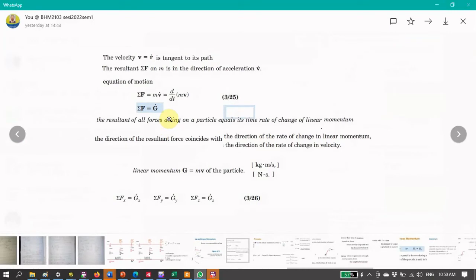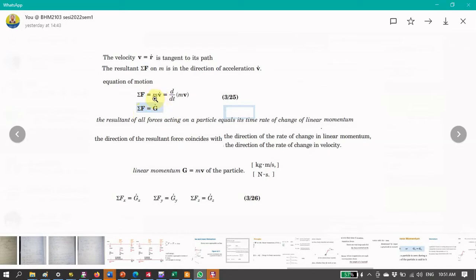This information actually is summarized of what I have said earlier. And I also include the equation of how we can relate the linear momentum with the summation of force acting on the particle.